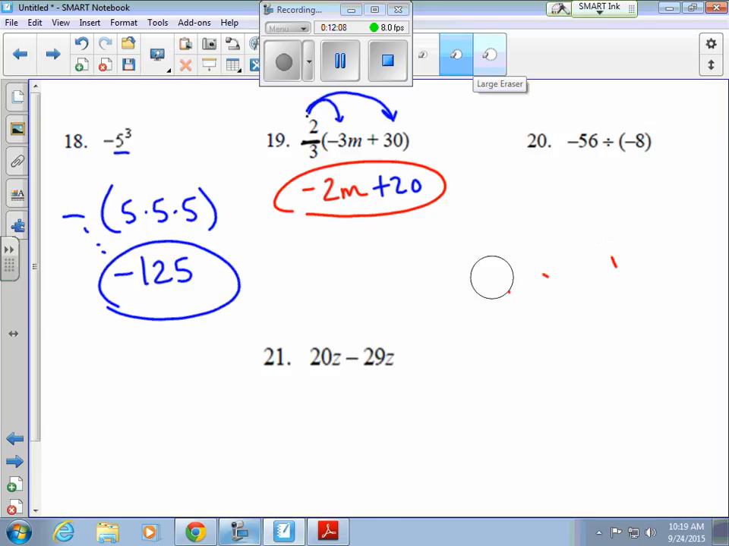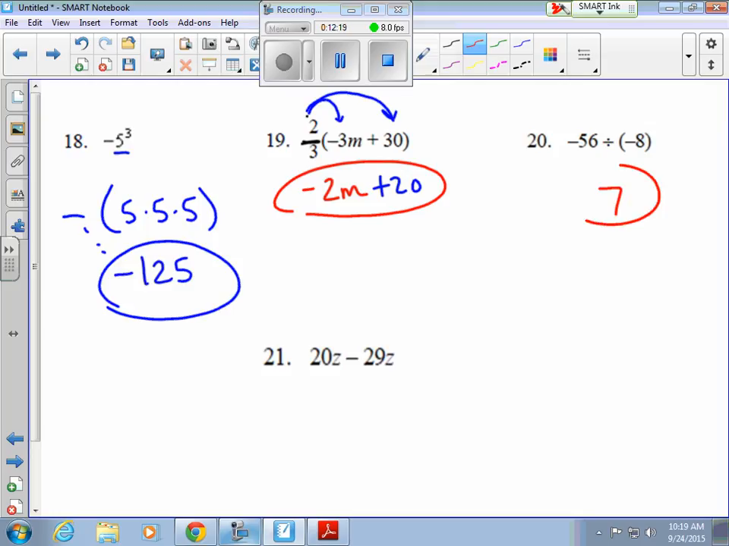Negative 56 divided by negative 8. Just like a negative times a negative was a positive, a negative divided by a negative is also a positive. 56 divided by 8 is a positive 7. 20z minus 29z, those are like terms. Combine them. Opposite signs though, positive 20, negative 29. So subtract them. 29 minus 20 is 9z. And 29 is the higher absolute value. It's negative, therefore it's negative 9z.